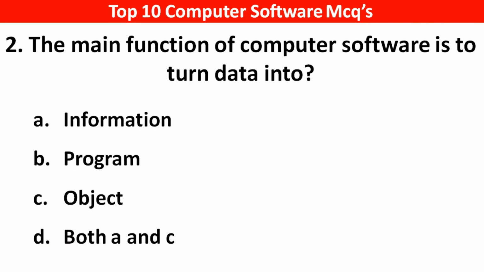Next question. The main functions of computer softwares is to turn data into options A, informations, B, program, C, object, D, both A and C part. Right answer is option A, information.